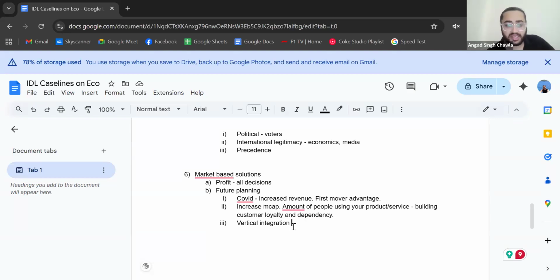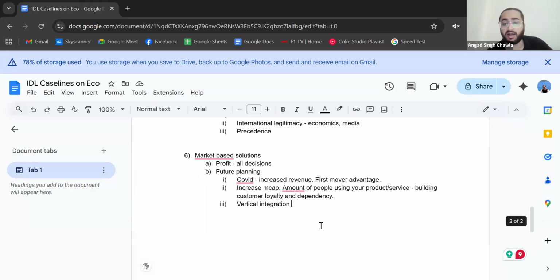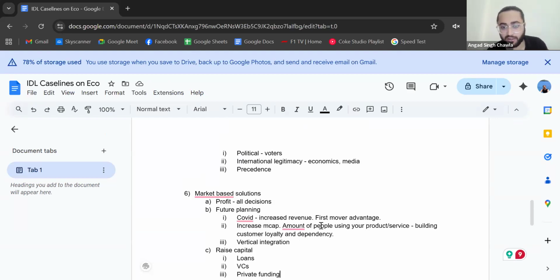Cool. So yeah, that's market-based solutions where you have profits for all decisions and you have future planning that you need to do. That's how market-based usually ends up working. These companies raise capital or raise money through loans, through VCs, and even through private funding, which is not loans from banks but from other actors that you end up taking as a company. So they can raise the capital to go ahead and implement all the solutions.